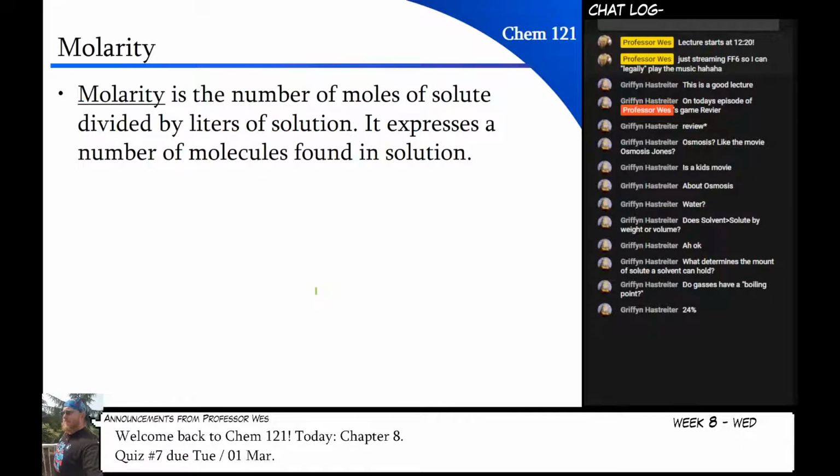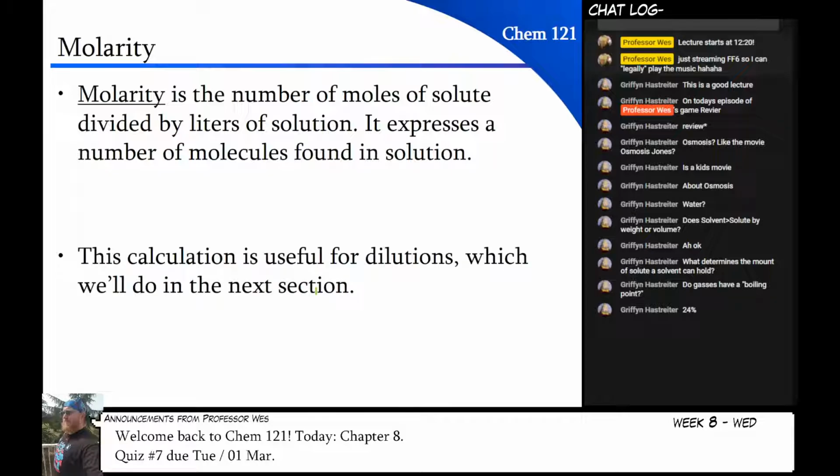All right. The last way that we're going to learn to express concentration is called molarity. Molarity is defined as this. I have it animated incorrectly, I guess.